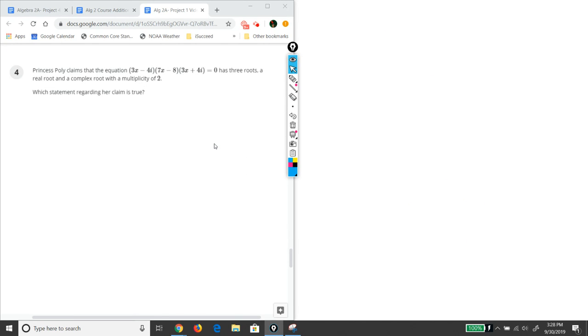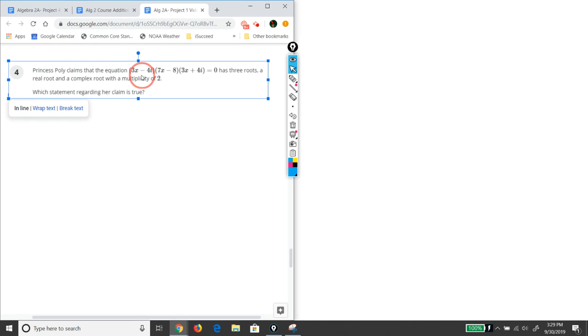Okay, moving on to question number 4. Princess Polly claims that the equation (3x minus 4i)(7x minus 8i)(3x plus 4i) equals 0. She's saying it has 3 roots. Now, quick vocabulary lesson: roots are the exact same thing as solutions, are the same thing as zeros, are the same thing as x-intercepts. So any one of those words could be used interchangeably for that word of roots.